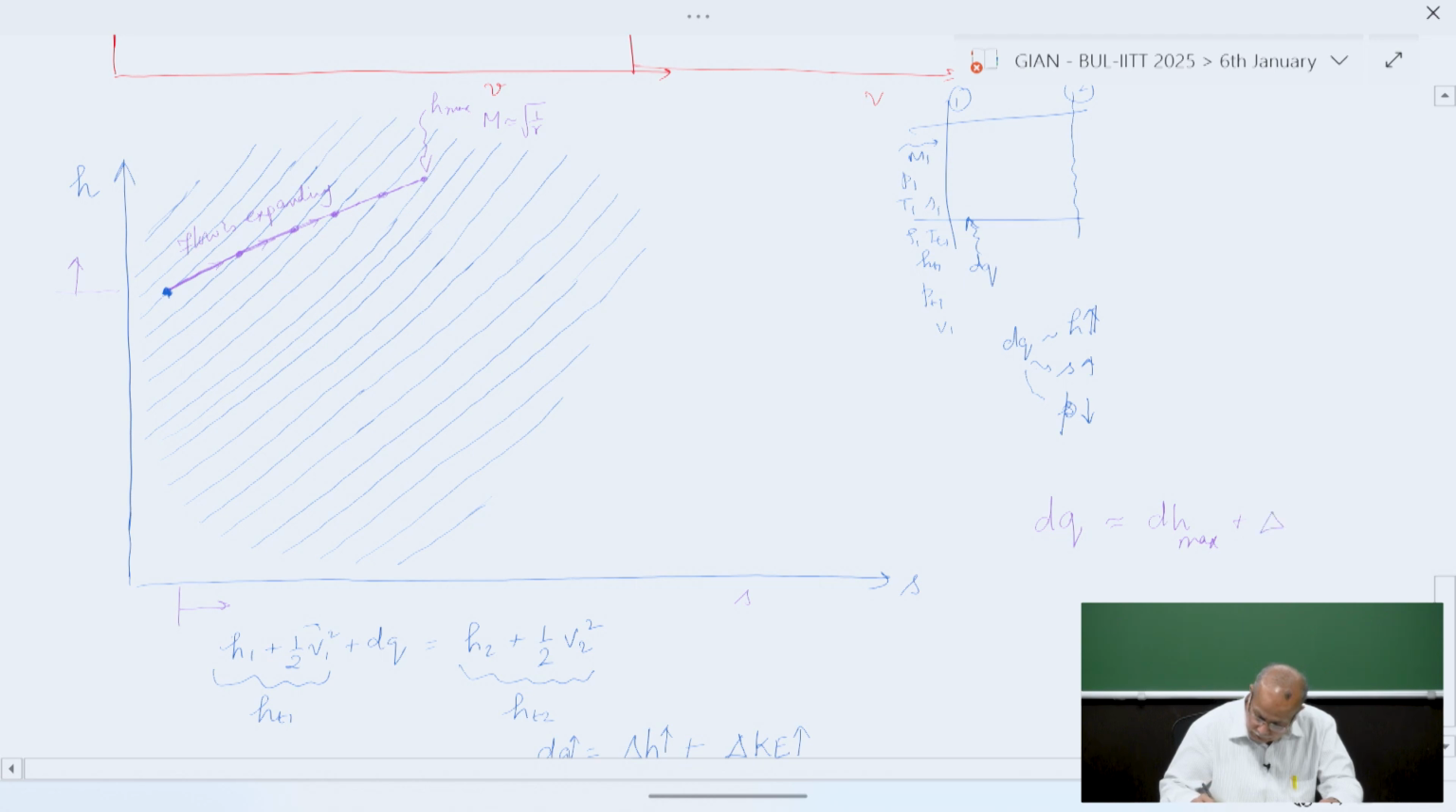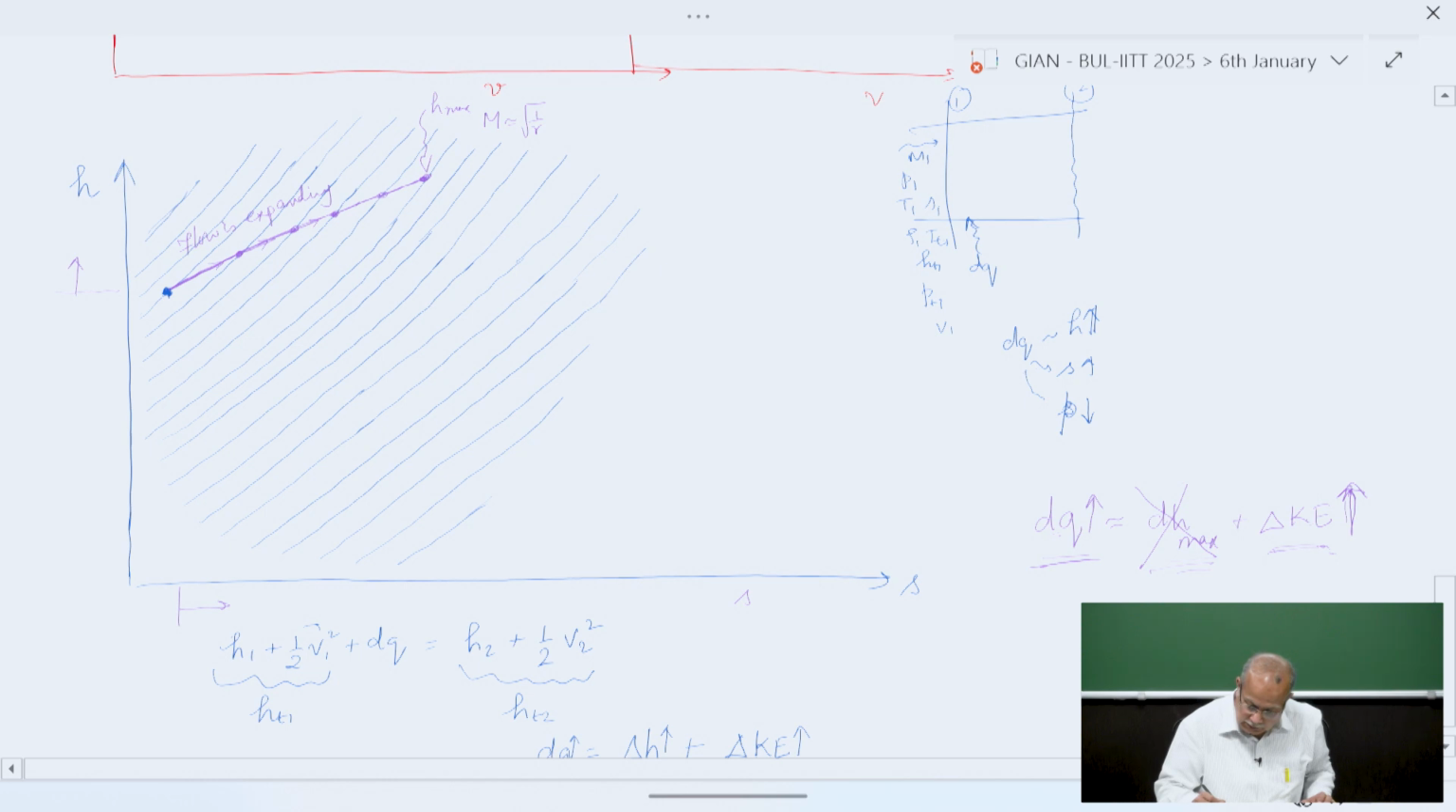kinetic energy. So once you have reached this maximum point, the addition of heat will not change the enthalpy, which has reached the maximum, but will cause the kinetic energy of the flow to increase at the same rate at which heat is added. Is that clear? Because it has reached the maximum, any further addition of heat will not cause the enthalpy to increase, but it will cause the flow to increase at the same rate at which heat addition takes place.